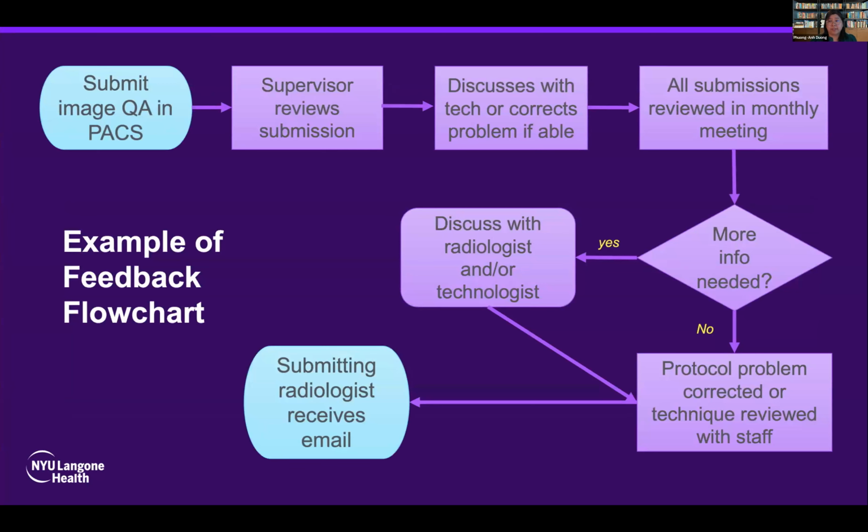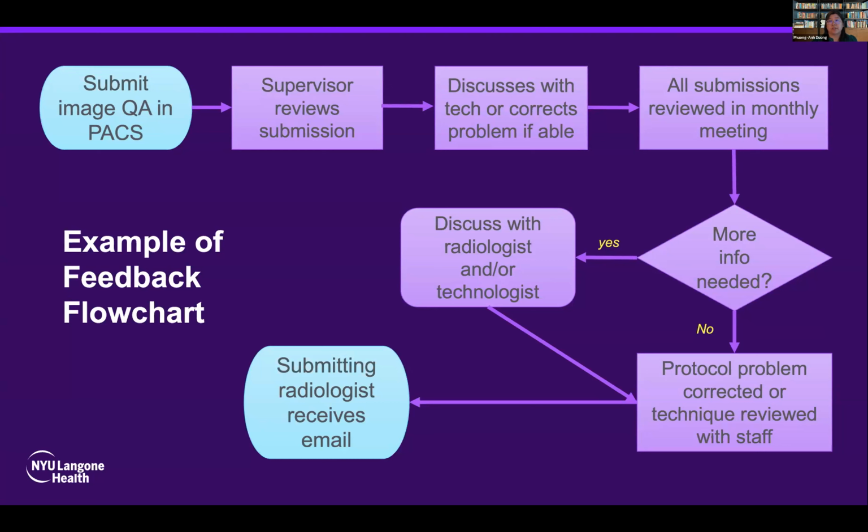And I know a lot of places have this now. Every place I've worked at, we've put in a QA system. I started one at Emory when I was there. We had one at University of Utah that was like this, where we submitted a QA issue in PACS. The supervisor reviewed the submission, discussed it with the technologists or corrected the problem if they could. And then we reviewed them at a monthly meeting.